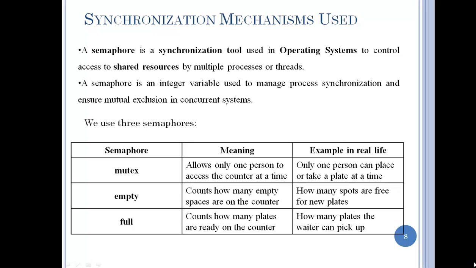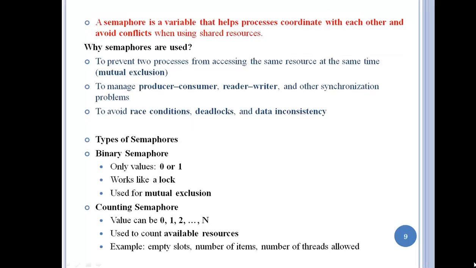The empty semaphore counts how many empty spaces are on the counter, whereas the full semaphore counts how many plates are ready on the counter. So we can understand that a semaphore is just a variable that helps processes coordinate with each other and avoid conflicts when using shared resources.